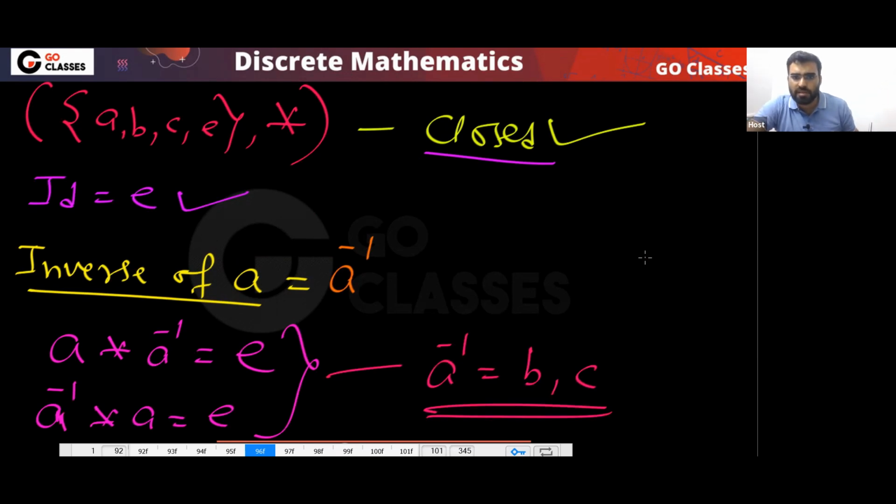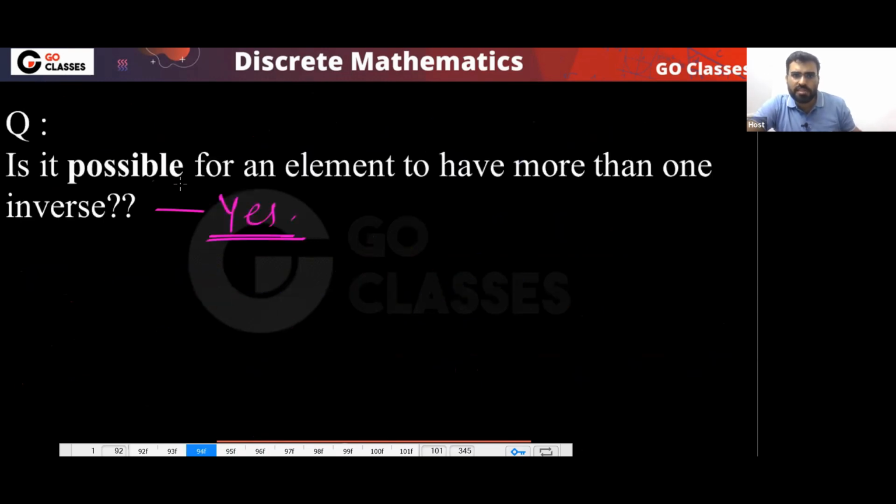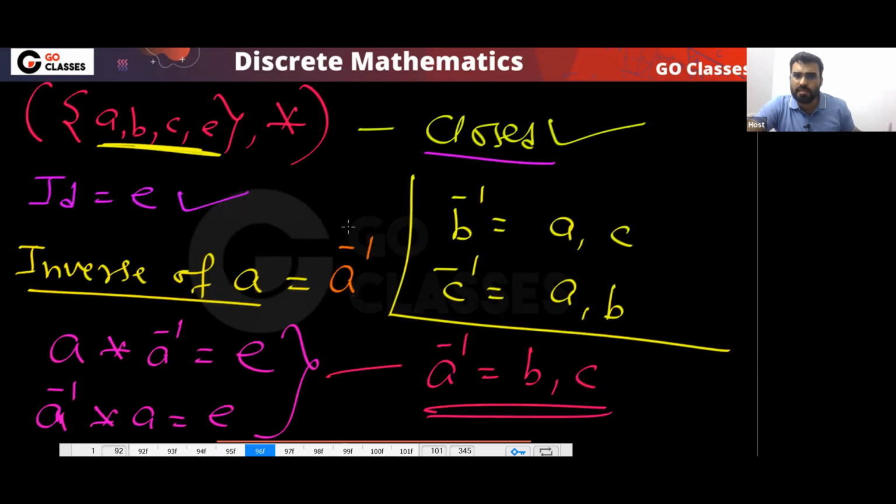A inverse is B comma C. What will be the inverse of B? That will be A comma C. What will be the inverse of C? That will be A comma B. I hope this is clear. So this is the question: is it possible that an element can have more than one inverse? The answer is yes.